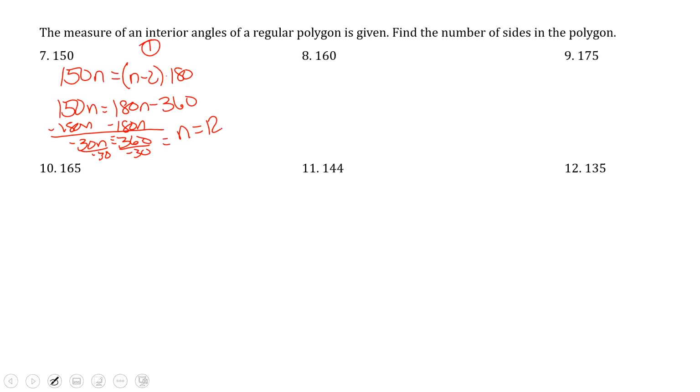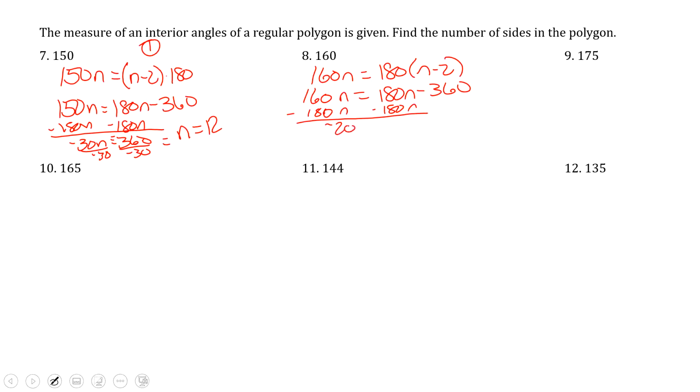Again, we have 160, so it's 160n equals 180 times n minus 2. Sorry if I keep messing up with writing it out. I'm going to try to do it now as 180 times n minus 2 because that's easier for me. So again, I got 160n equals 180n minus 360, minus 180n, minus 180n. The negative 20n equals negative 360. The math on that becomes n equals 18.